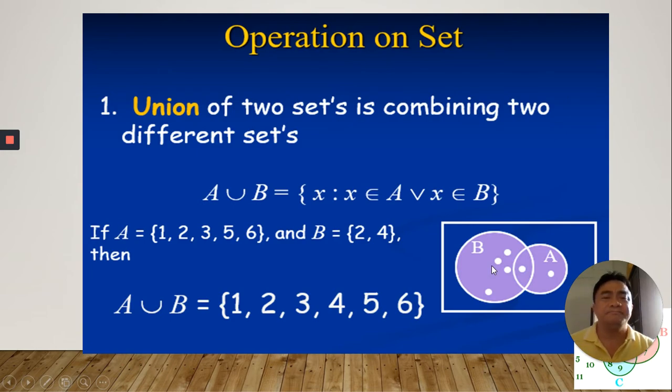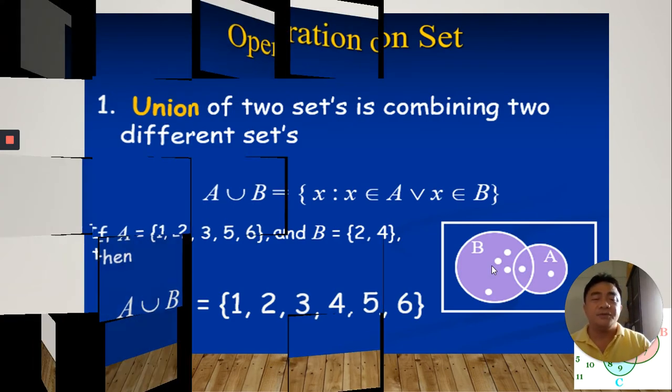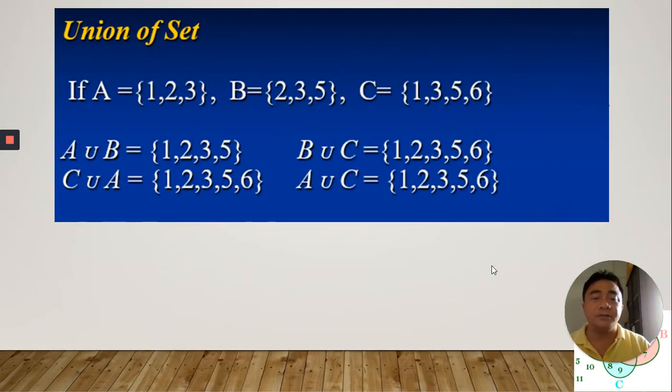Do you have any question? Okay, thank you very much. Now we continue. We have this example. We have here the three sets A, B, and C, all in roster method. So again, question number 1, A union B. We have 1, 2, 3, 5.